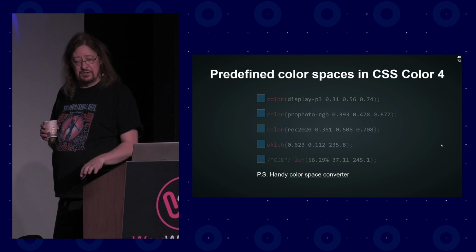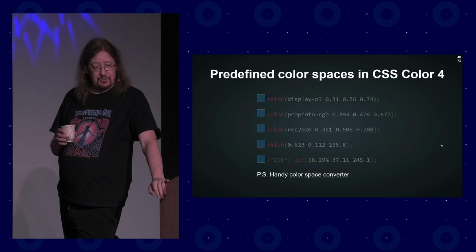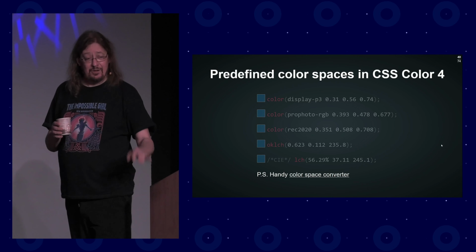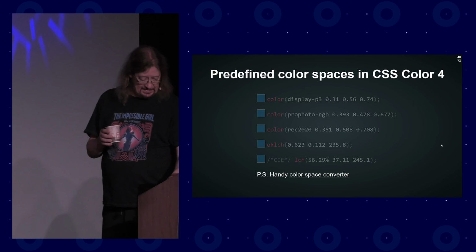I have a link here to a color space converter that Leah and I wrote. It's a JavaScript library that converts from one color space to another. So if you have a color in one thing and you want it in a different thing, it will do that conversion for you.